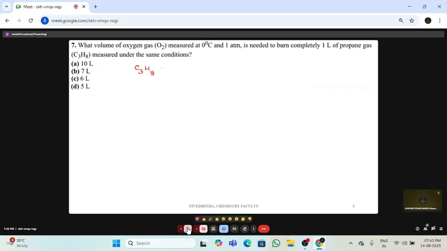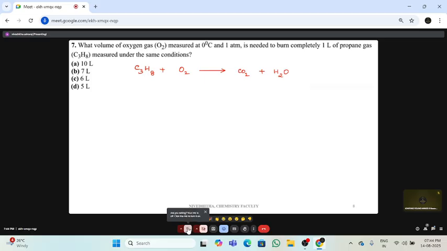So the formula of propane gas is C3H8. This is the molecular formula of propane gas. And for combustion, obviously we need oxygen gas, right? So C3H8 plus O2 gives, upon complete combustion, what will be the product? Carbon dioxide and H2O. So the first step is we have to convert the process into a chemical equation, and the second step is we have to balance the equation. Here it is not a balanced one.